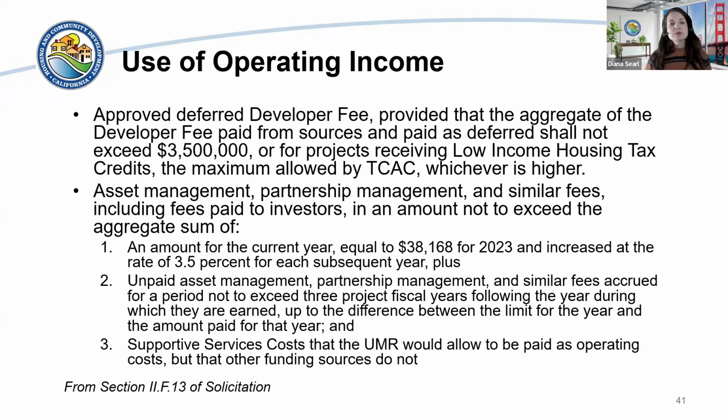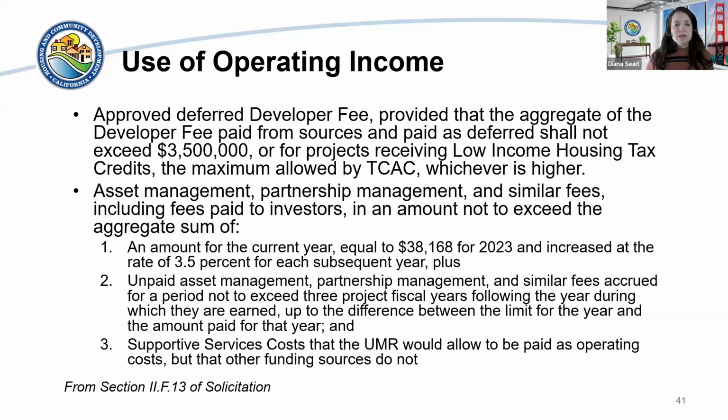Moving over to rules around the use of operating income. Approved uses include an approved deferred developer fee, provided that the aggregate of the developer fee paid from the sources and paid from the deferred fees and paid as deferred shall not exceed 3.5 million, or for projects receiving low-income housing tax credits, the maximum as allowed by TCAC, whichever is higher.